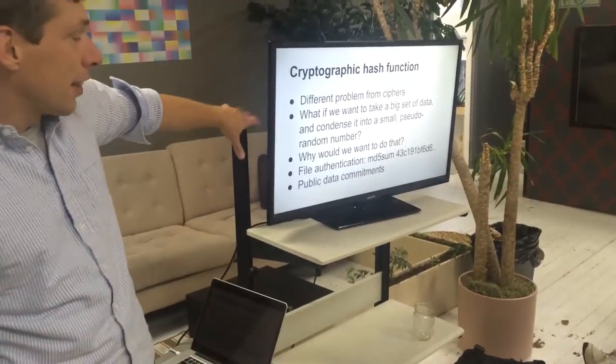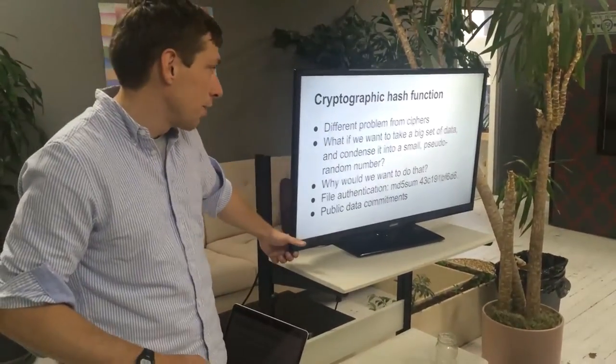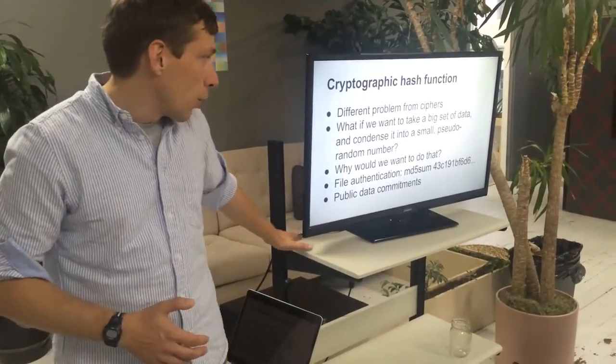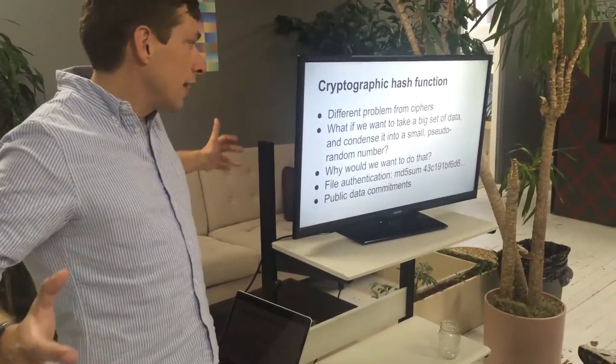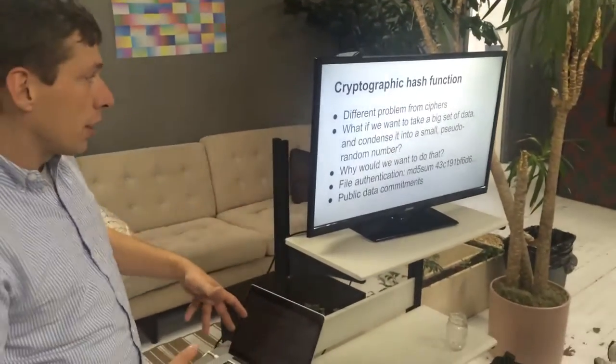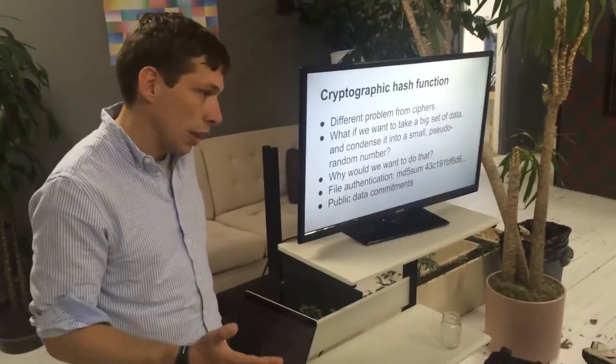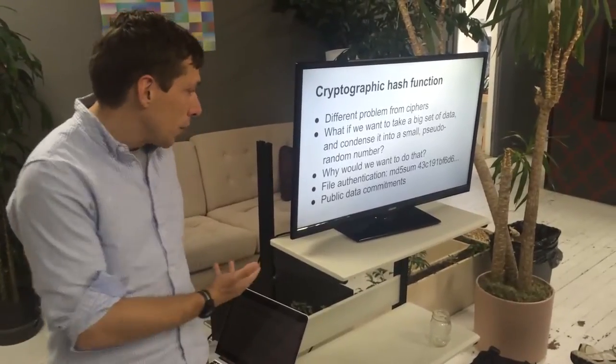Okay, so another related thing to all these is a cryptographic hash function. It's a little bit different from a cipher, but in many ways similar. What if we want to take a big set of data and condense it into a small set of data that looks like a pseudorandom number? It looks like it's whitened. Why would we want to do that?